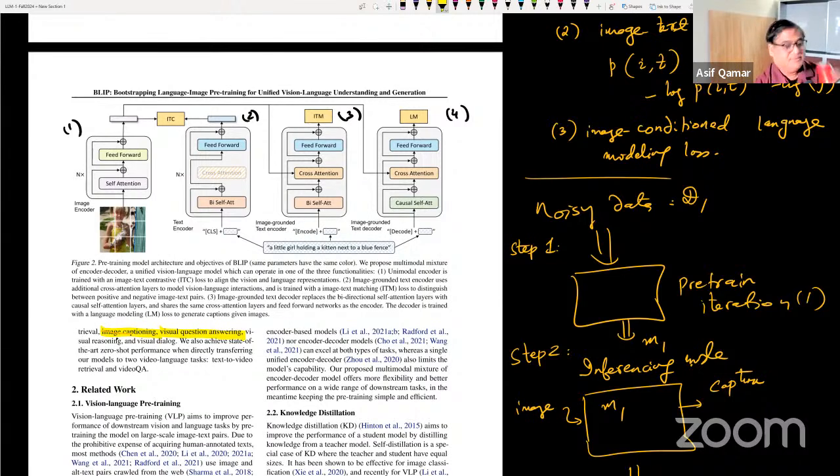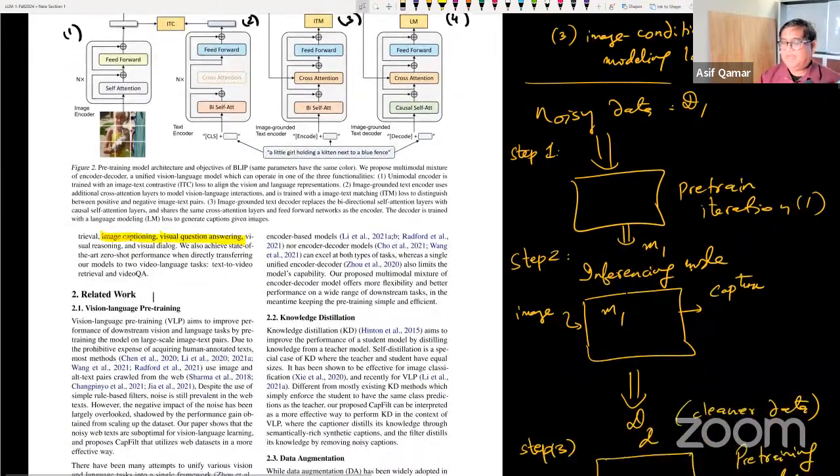In the first step, when you do noisy data, you're giving the image and caption. Image and caption. You get that usually. And the M1 output is the first model that got trained. The first BLIP. It is BLIP iteration 1.